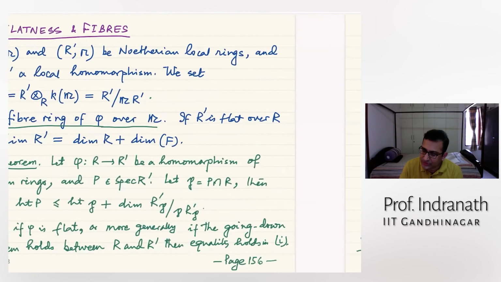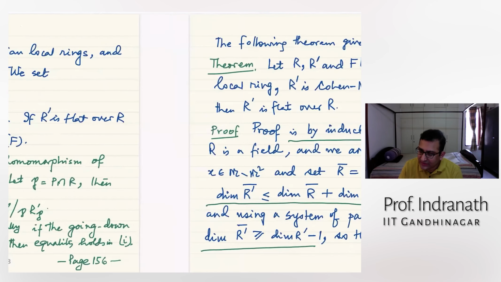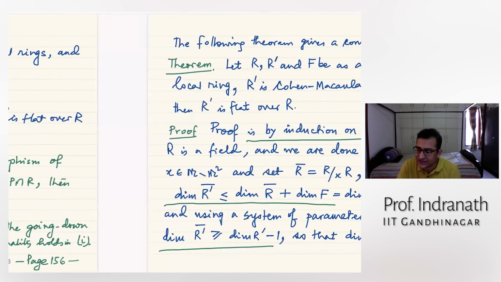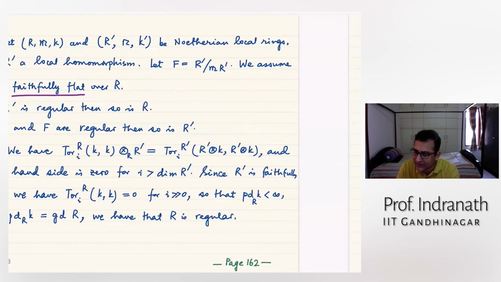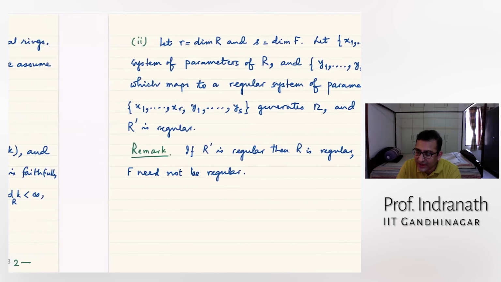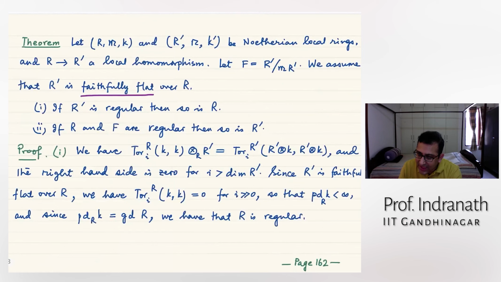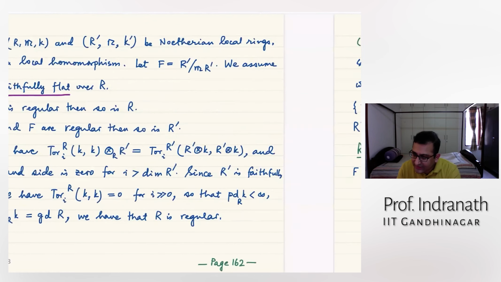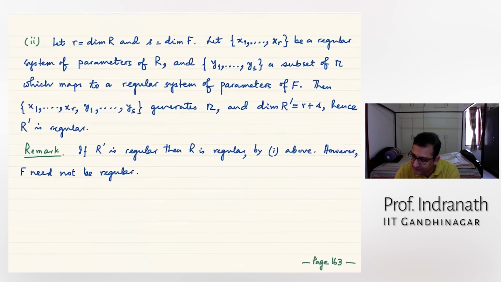So my question here would be, do I really require the faithfully flat condition, or can it be relaxed? This is all right, that you can generate N using these right number of elements, and then regularity would follow. But where exactly is your faithfully flat condition being used, or can it be relaxed to just flatness? Okay, and just a quick comment that if R dash is regular, then R is regular by 1 above.